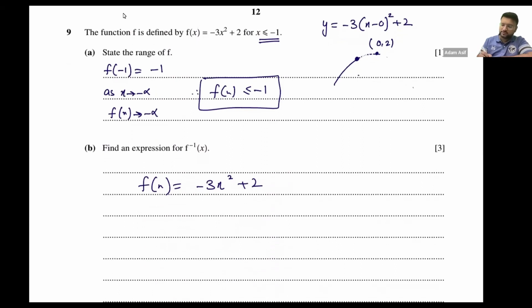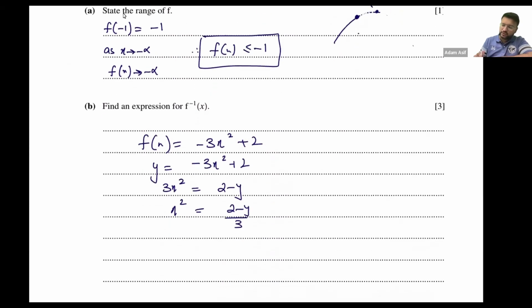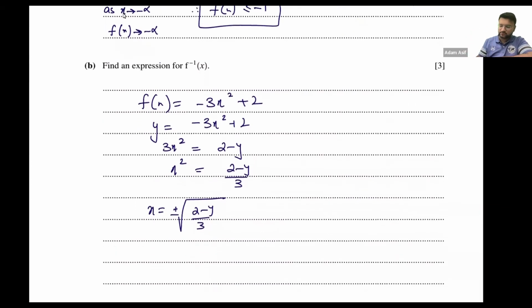I can just make x the subject first: replace f of x with y and then make x the subject. 3x square would be equal to 2 minus y, x square would be equal to (2 minus y) upon 3, and then we take the square root of (2 minus y) upon 3 with plus and minus. However, together both expressions do not represent a function. Either you are going to consider the positive root of (2 minus y) upon 3 as your function, or you are going to consider the negative root as your function.